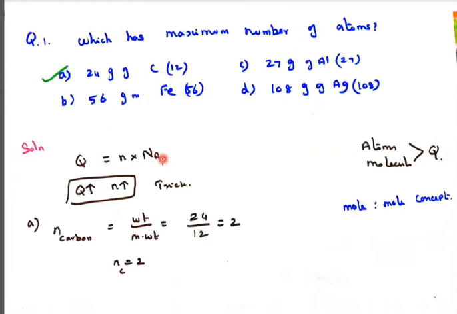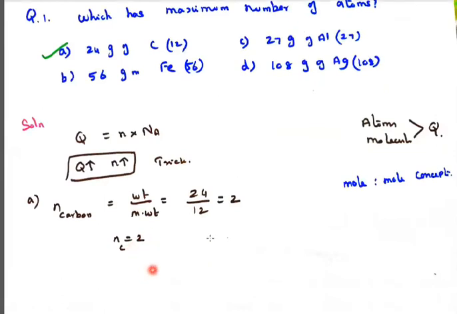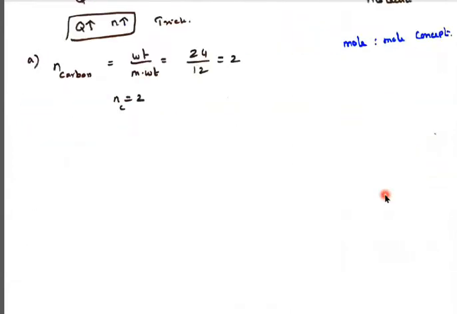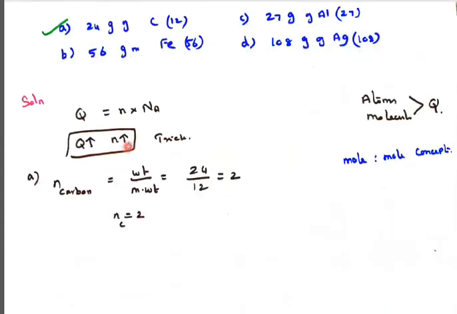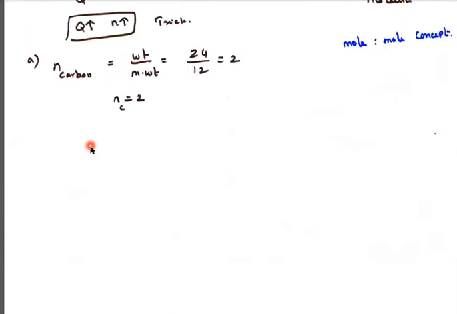The weight of the carbon is 24, and the molecular weight they have given is 12. So 24 by 12 equals 2. The number of moles is equal to 2. Here Q is nothing but atoms or molecules. So that is the mole concept. If the number of moles increases, Q also increases.